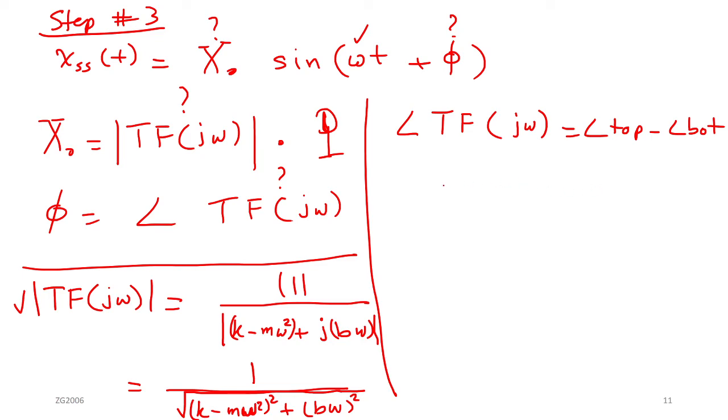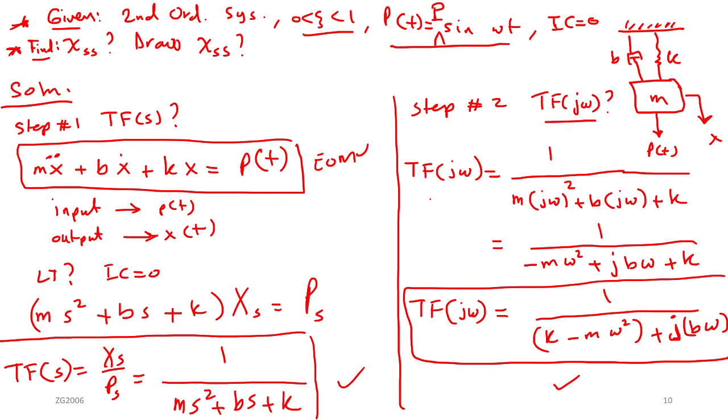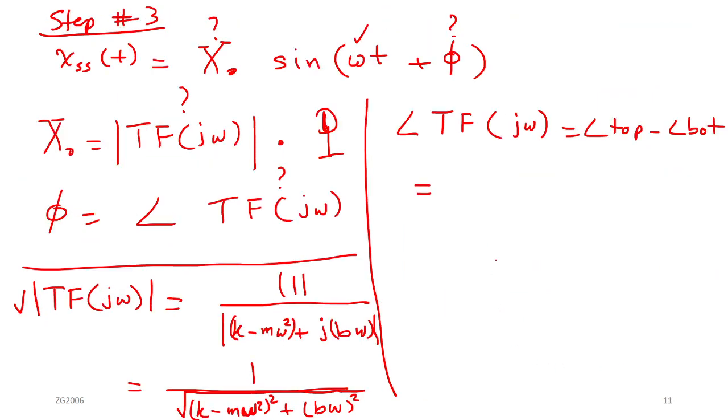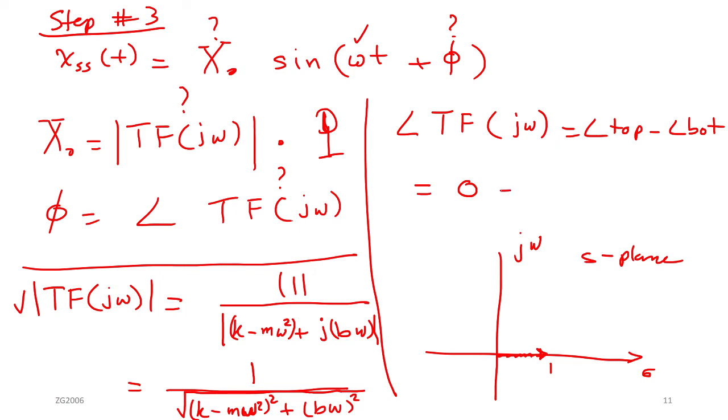So what's the angle of the number 1? Remember how to calculate the phase, right? This is the real part, this is the imaginary part. This is the S-plane, we call it the S-plane. How do we calculate the angle of number 1? Number 1 is a real number, so it's like a vector here. What's the angle of this number 1? It's going to be 0.